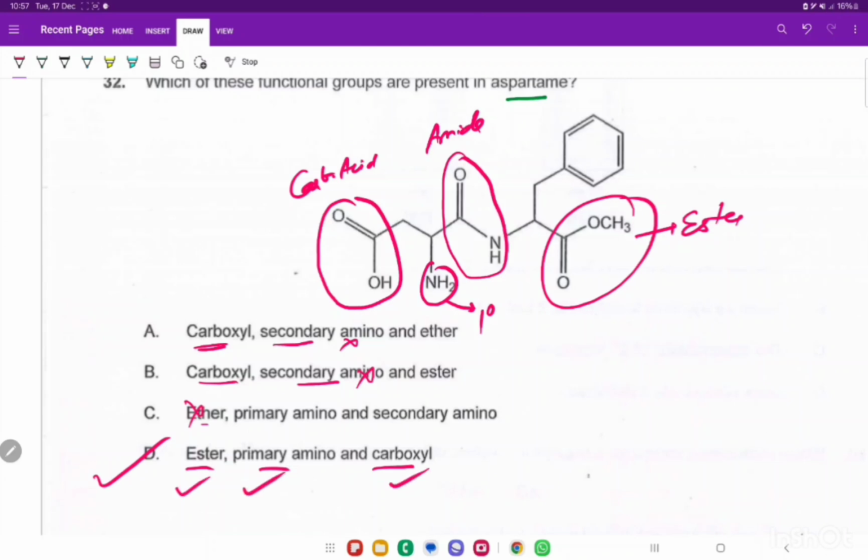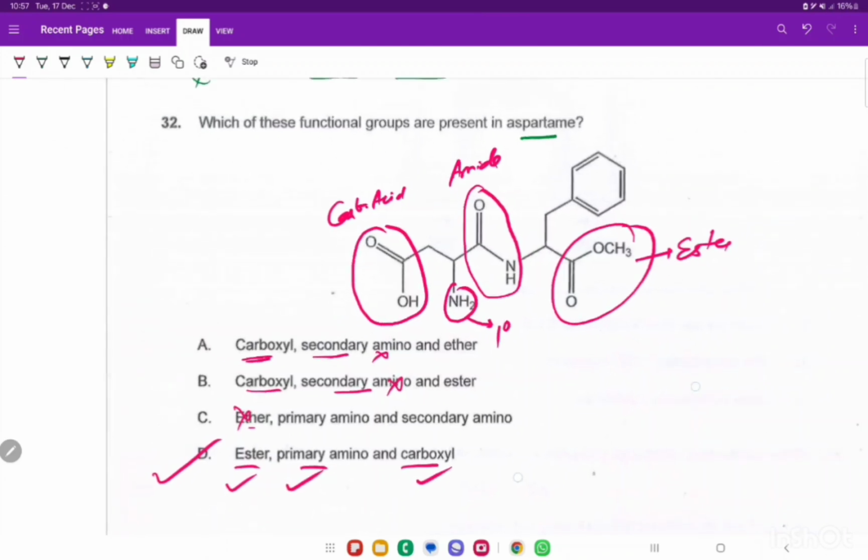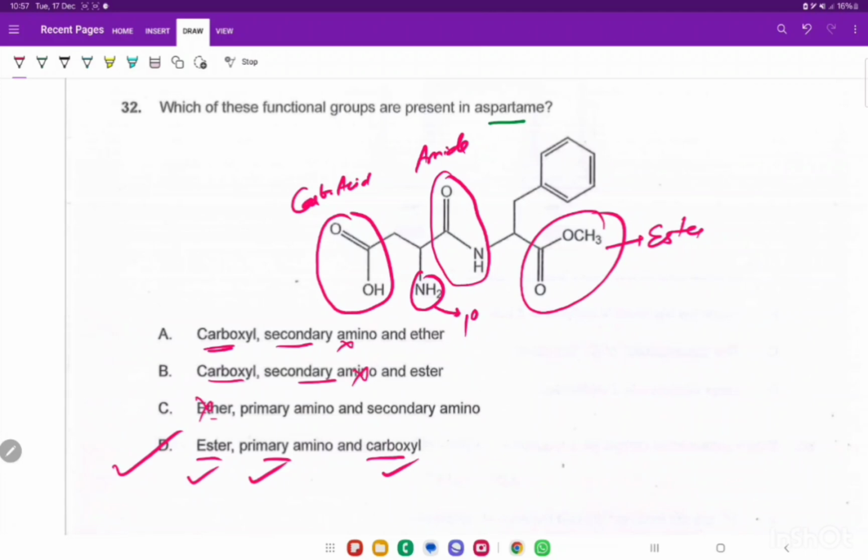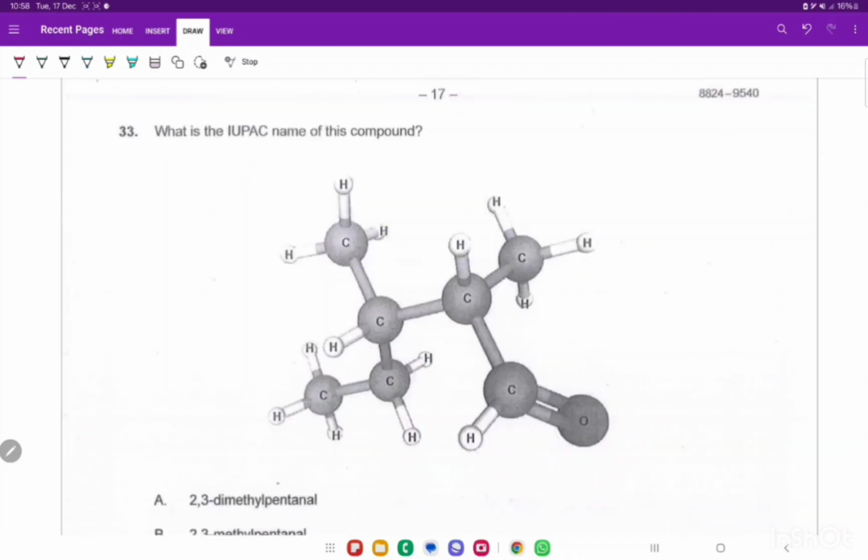Primary amino group is there and carboxyl group is there. Question 32, answer is D. Ester group is there, primary amine group is also there, and carboxyl group is there. Question 32, answer D. Next question is the IUPAC name of the compound.